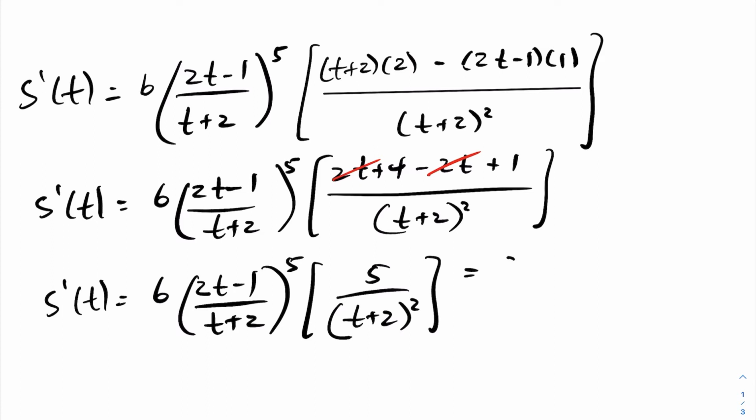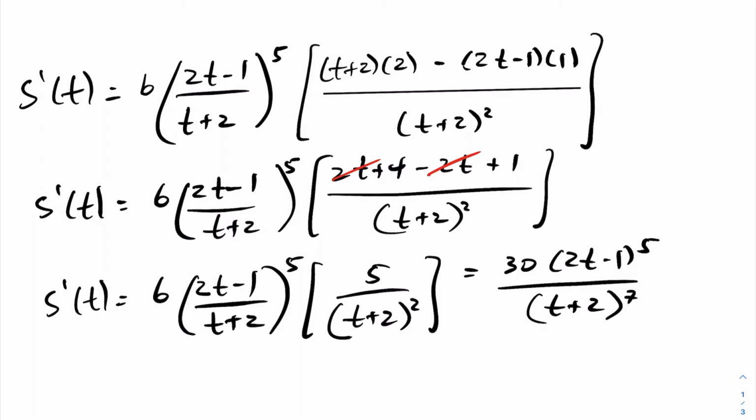Putting this all together, we get 30 (2t minus 1) to the power of 5 over (t plus 2) to the power of 7. And again, don't forget this power of 5 is applied to the numerator and denominator. Putting that together with a base of t plus 2, power of 2, gives you a power of 7.